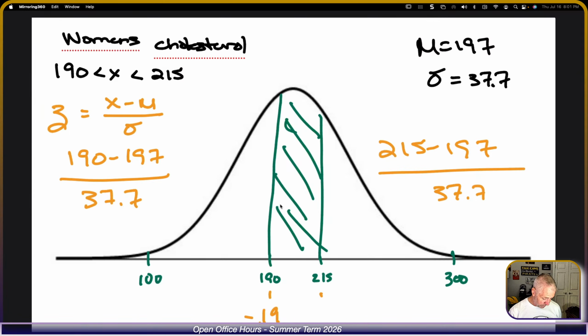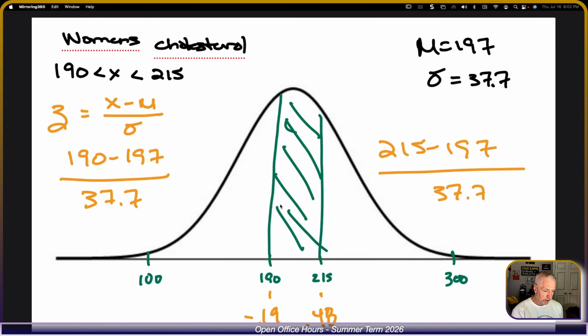Now look at the second one, 215 subtract 37.7 and divide by, oh, I'm sorry, I actually did that wrong. 215 subtract 197 and then divide by 37.7. 0.48.